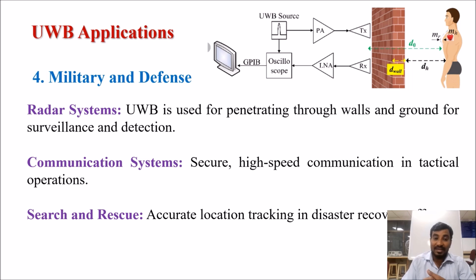And next one is the military and defense, where the radar system, where the UWB is used for penetrating through walls and the ground for surveillance and detection. And communication systems, where you like to have secure and high-speed communication for tactical operations, and search and rescue, where landslides are there, where you need to locate the location accurately in disaster recovery efforts.